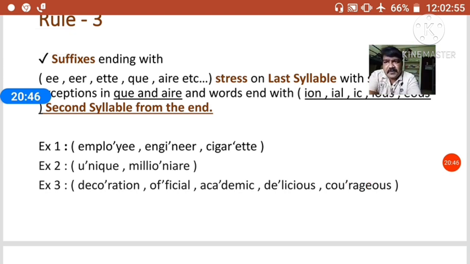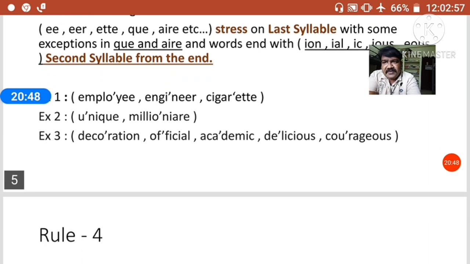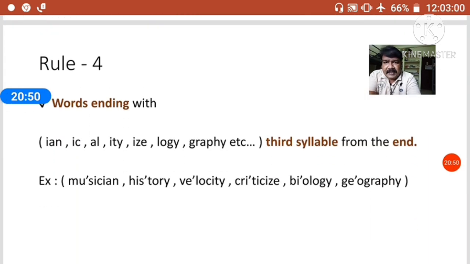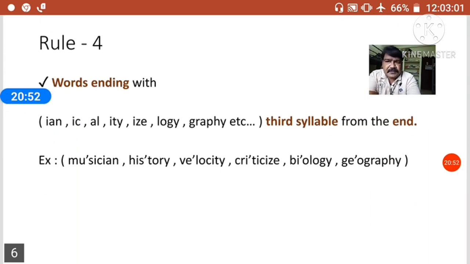Now let us move to our rule 4. Words ending with IAN, IC, AL, ITY, IZE, LOGY, GRAPHY, etc. Third syllable from the end. Okay.